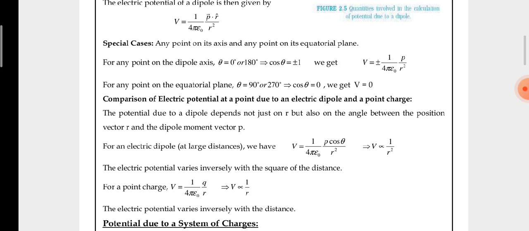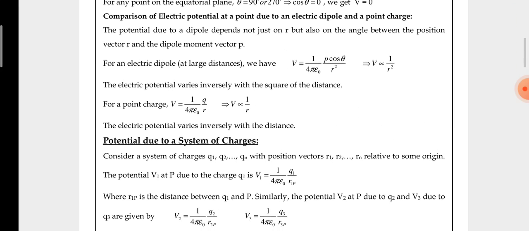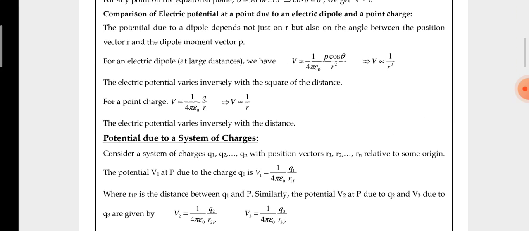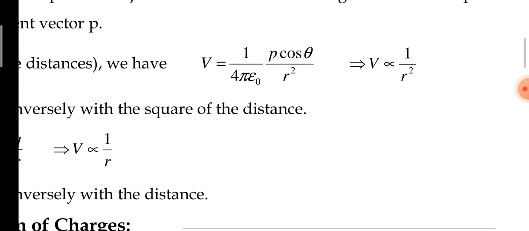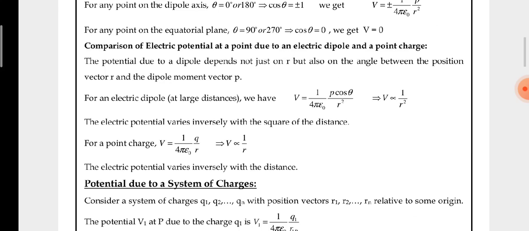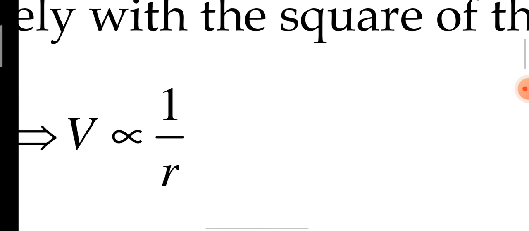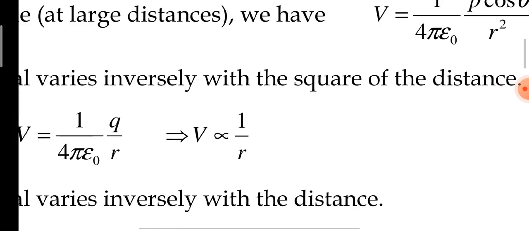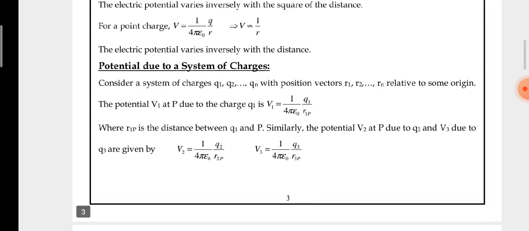You are observing here a comparison of electric potential at a point due to an electric dipole and a point charge. Due to a dipole, electric potential varies inversely proportional to the square of the distance. Due to a point charge, electric potential varies inversely proportional to only the distance. So just remember this also.